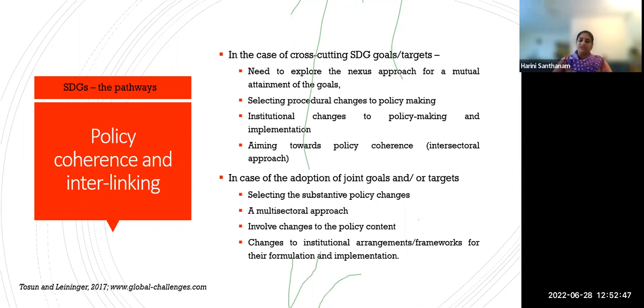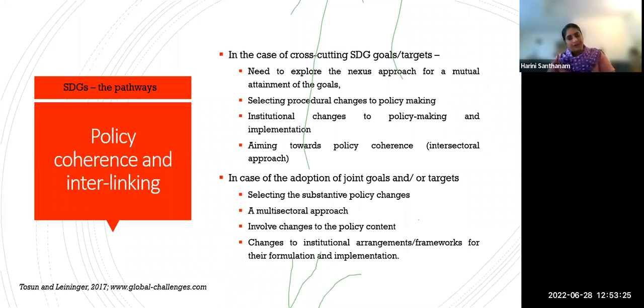So going to cross-cutting goals, we have to understand that this corresponds to the nexus approach for a mutual attainment of goals. But the nexus approach is a little different from the substantive approach. The nexus approach requires the selection of procedural changes to policy making, which can set some institutional mechanisms in place to achieve this policy making and intervention towards implementation. And this aims towards what is known as policy coherence from an intersectoral approach dimension. So here the approach is intersectoral.